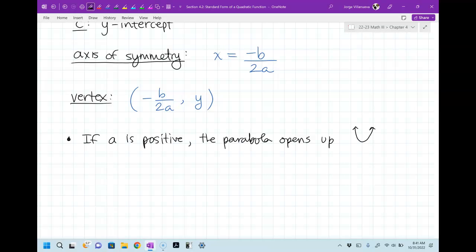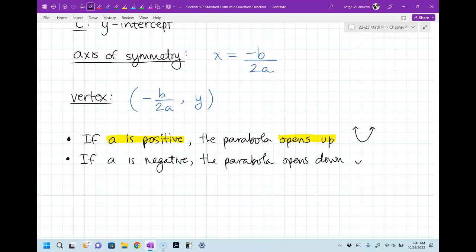Okay, so it opens this way. So if A is positive, it opens up. If A is negative, it's going to open down. So let me write that down. If A is negative, the parabola opens down. So negative A opens down.